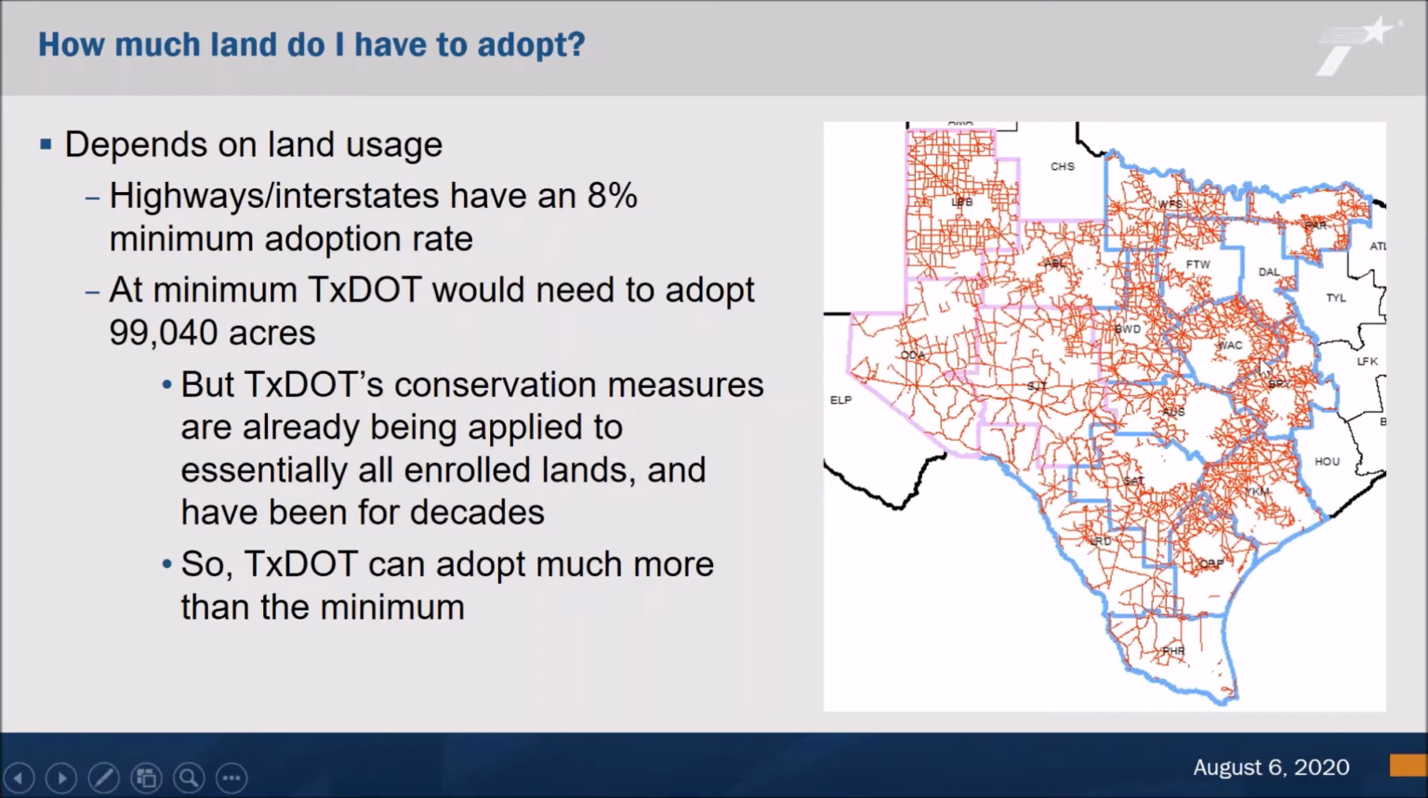And as you can see on the right, this is essentially our map of what the final roadways are that ended up being included in our adopted acreage. Basically, it's just all of our roadways within 17 of our districts. And then there are some buffers subtracted from that for safety purposes, which we'll talk about in just a little bit.